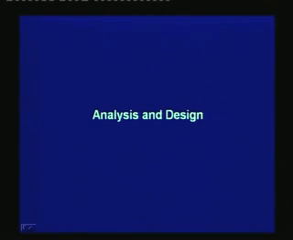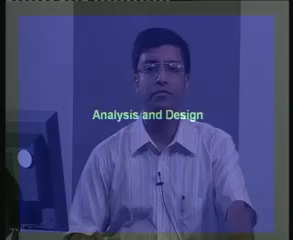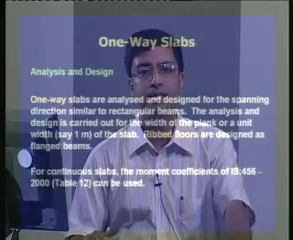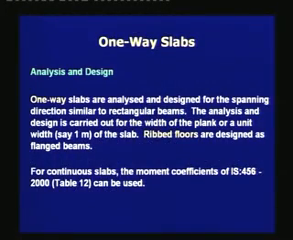Next, we are moving on to the analysis and design of one-way slabs. One-way slabs are analyzed and designed for the spanning direction similar to rectangular beams. The analysis and design is carried out for the width of the plank or a unit width, say 1 meter of the slab. Ribbed floors are designed as flanged beams. Thus, whatever we had studied for the design of beams is also applicable for the design of one-way slabs.